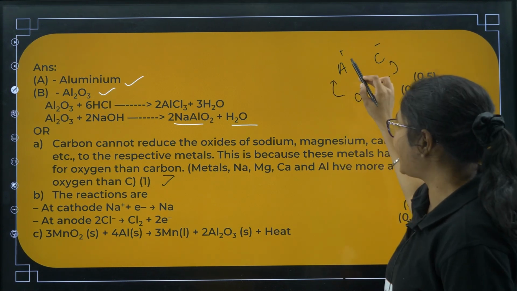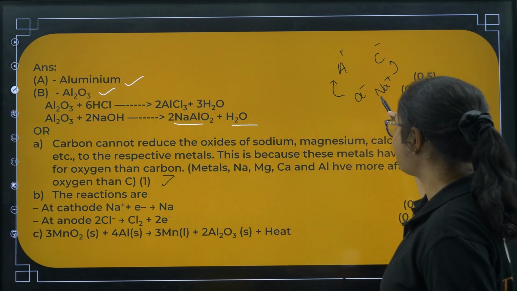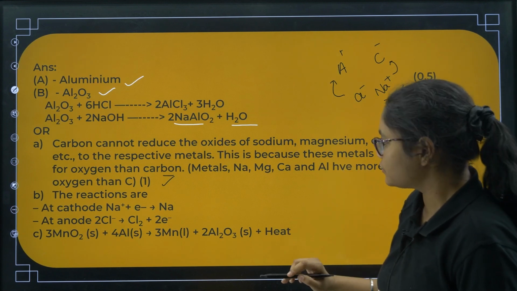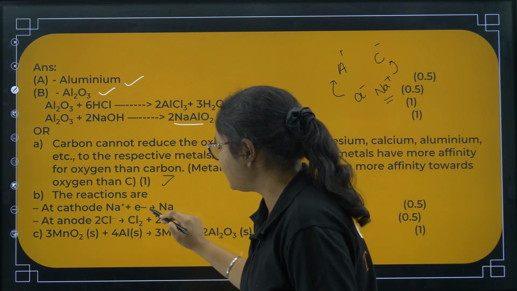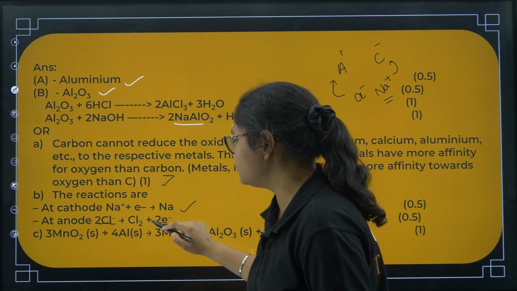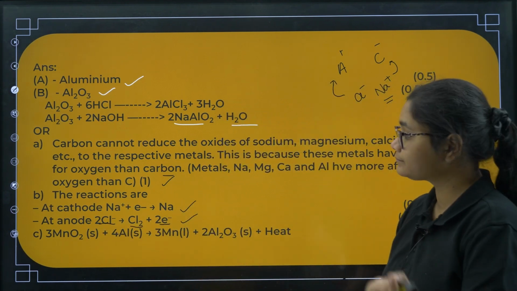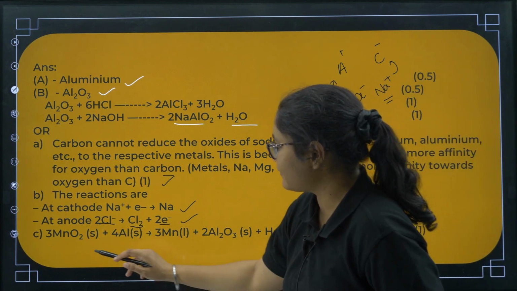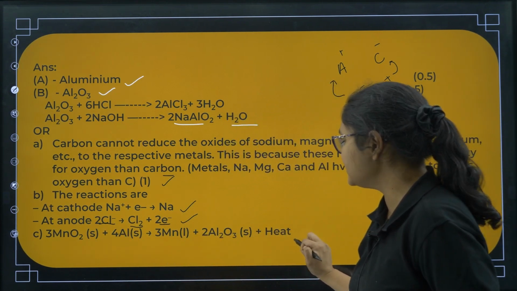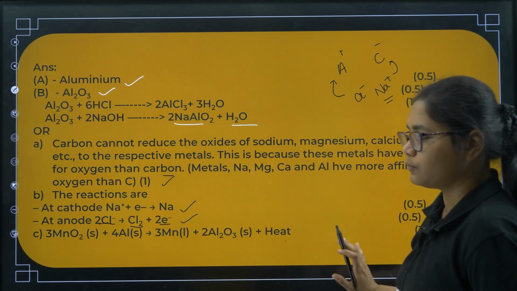So here what will happen? At the anode, oxidation will take place, loss of electrons will take place and chlorine will form, and at the cathode, reduction will take place and sodium metal will form, right? So at the cathode, Na plus plus e minus gives sodium. At the anode, Cl minus will lose electrons to give you chlorine. This will give you half a mark each. Next is the reaction of manganese oxide with aluminium. This will give you aluminium oxide plus manganese plus heat. Okay, so this carries another 1 mark.